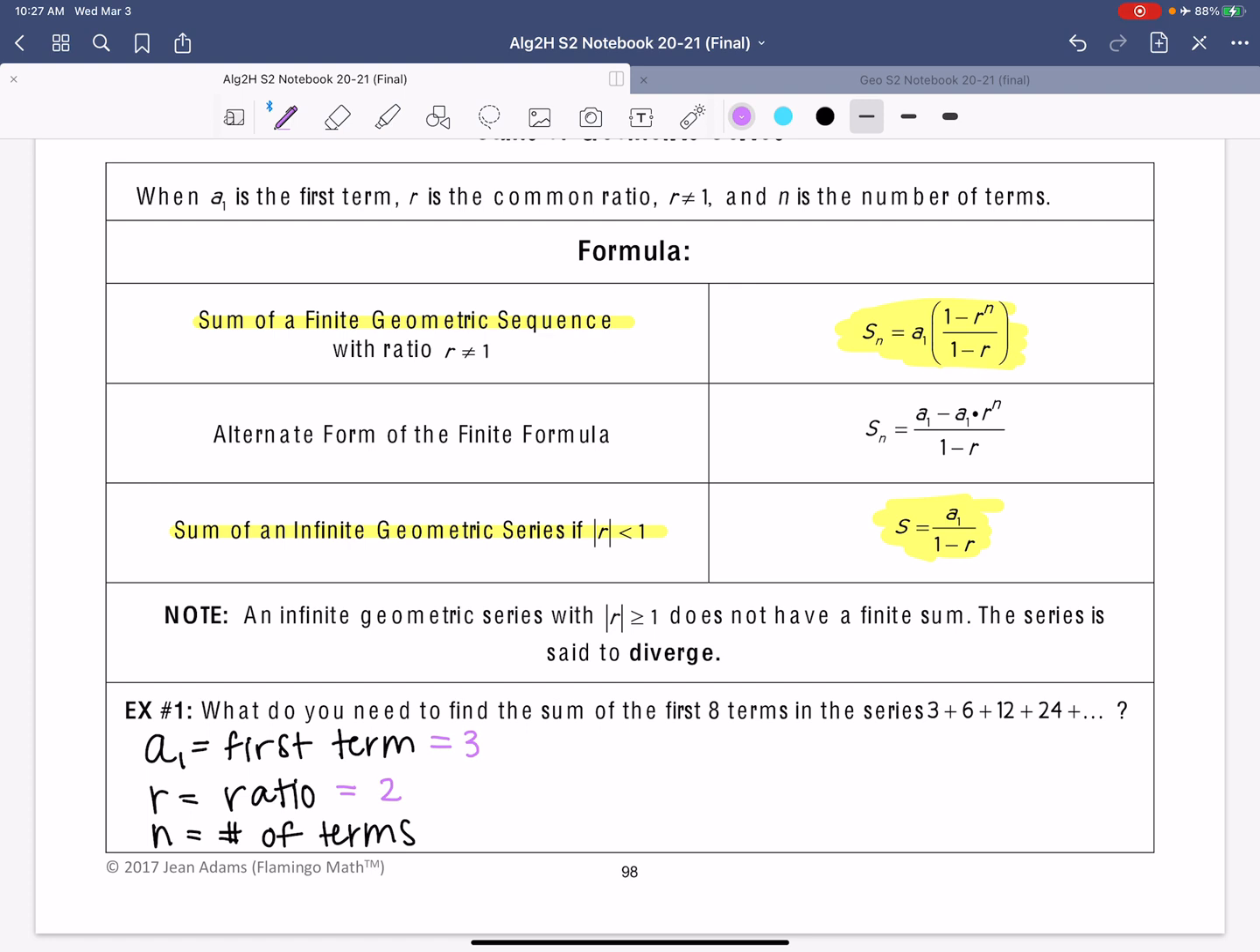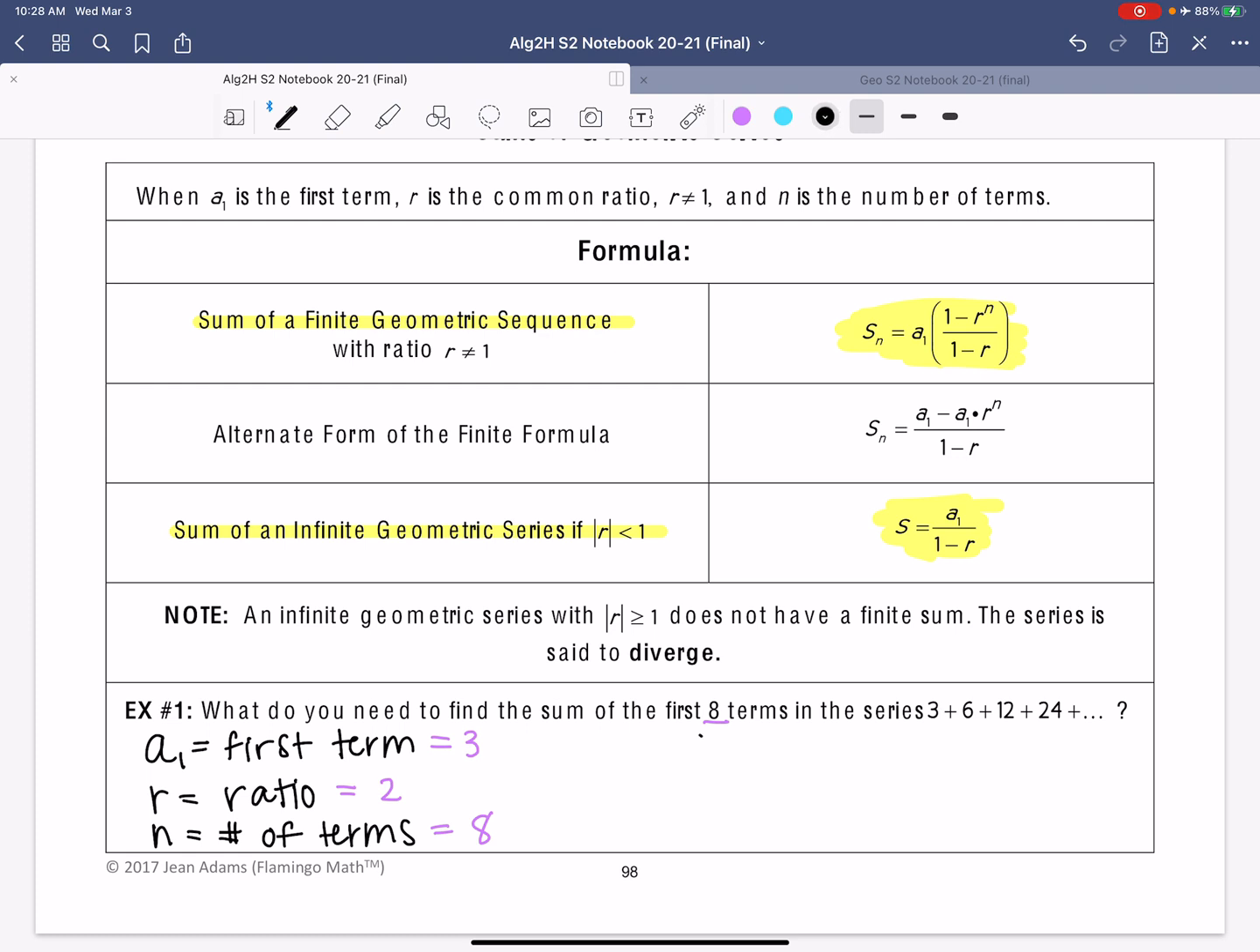And how many terms do we want? We want to find the first 8 terms. So the number of terms is 8. Then we go ahead and plug into the finite formula because we're only doing the first 8. So we plug into that formula right there and we get our answer.